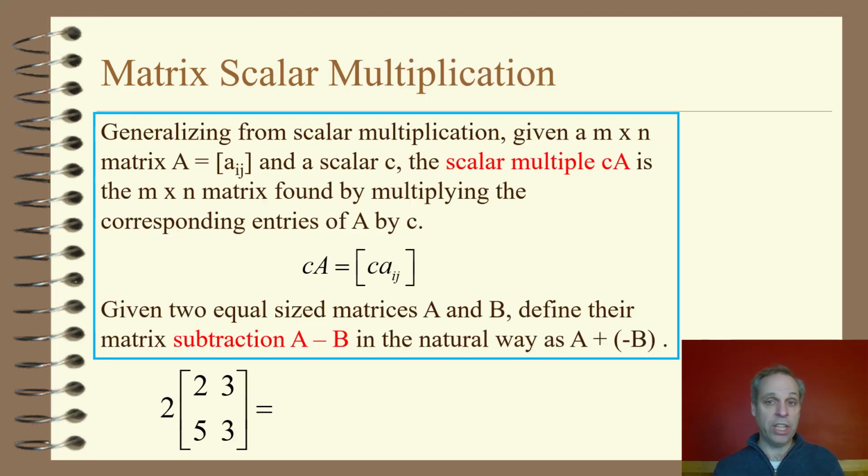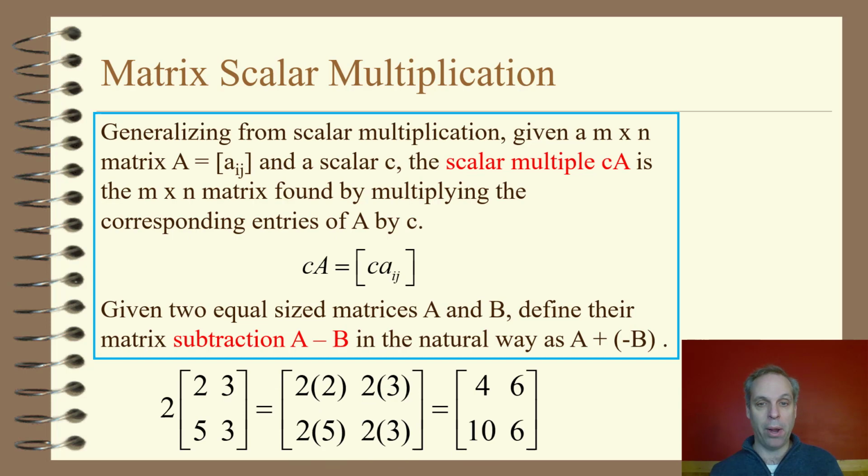Similarly, we'll just steal from vector scalar multiplication to define matrix scalar multiplication. So if you give me some matrix A and some scalar, the scalar multiple, the scalar times the matrix, is defined to be a matrix of the exact same size as the original matrix, but where you just multiply every single entry of A by that scalar. So for example, if you take 2 times the matrix 2, 3, 5, 3, the result will be a 2 by 2, and all you do is just multiply all the entries.